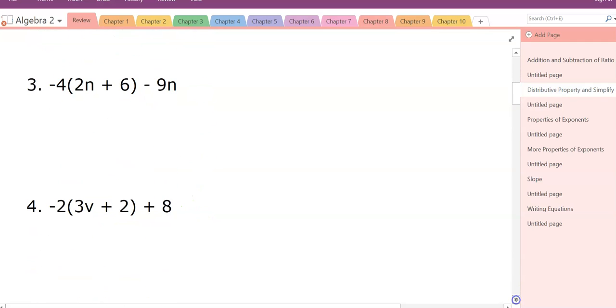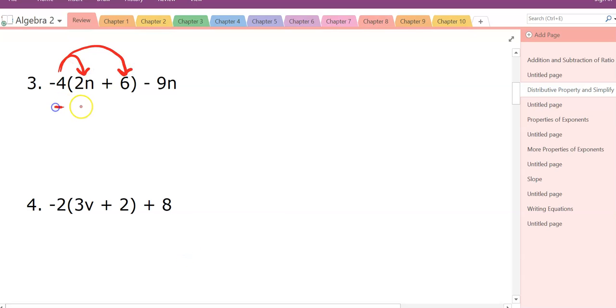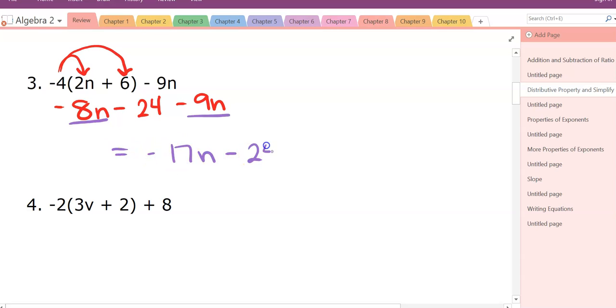Now you may have a case where you need to distribute first and then combine with the like terms that they have at the end of the problem. So I'm going to start by taking negative 4 times both of these terms. So I have negative 8n minus 24 minus 9n. So what I can combine is the negative 8n and the negative 9n, and that's going to leave me with negative 17n minus 24.